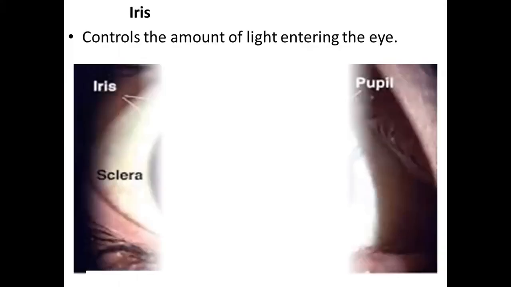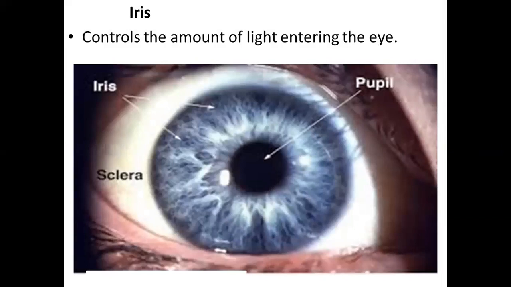Iris controls the amount of light entering the eye. That's what this iris is doing, right? Now, we can do an experiment. If you have a pet cat at home, you can keep it inside a little bit dark room or dark place and check its pupil.